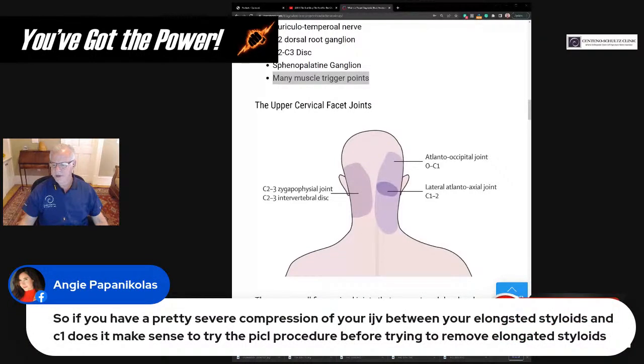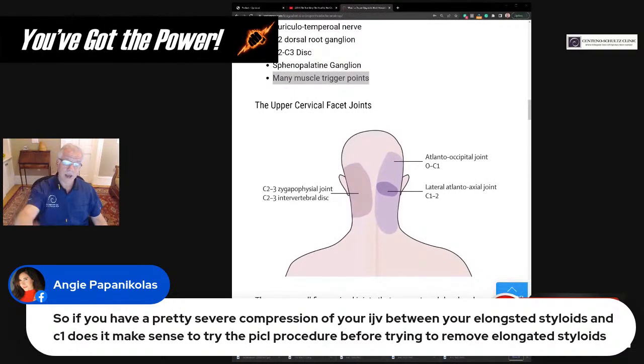Angie, so if you have a pretty severe compression of your IJV between your elongated styloids and C1, does it make sense to try PICL procedure before trying to move the elongated styloids? Yeah, Angie, that's the general idea. So again, we want to make sure that we first say that IJV compression is a normal finding that does not cause intracranial hypertension based on what's in the peer-reviewed literature right now. So that's the standard rule.